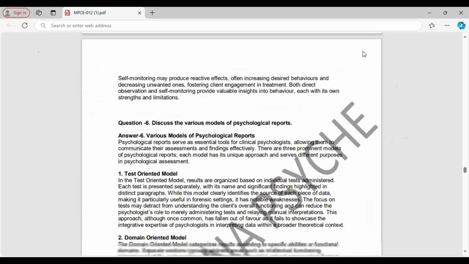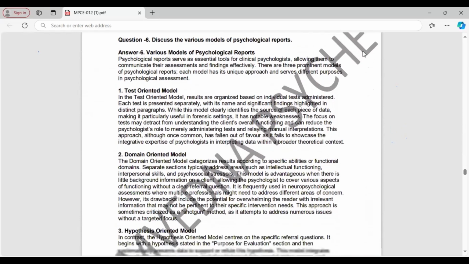Question 6. Discuss the various models of psychological reports. Psychological reports are essential for clinical psychologists, facilitating effective communication of assessments and findings. There are three prominent models of psychological reports, each with its unique approach and purpose.